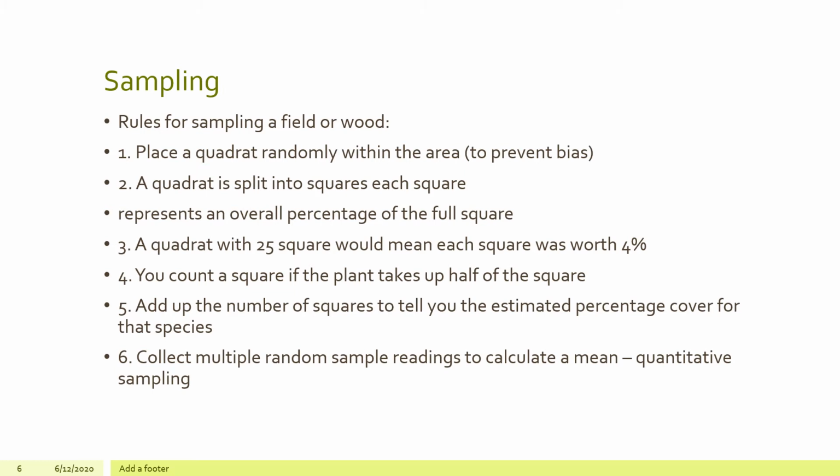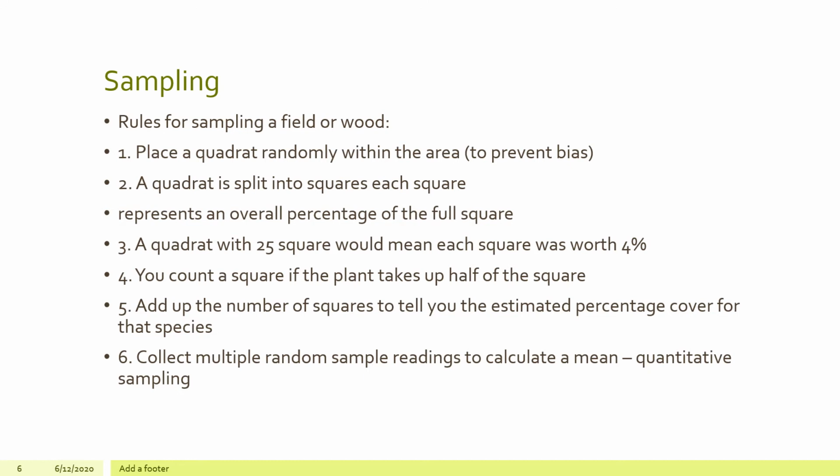Sampling. Now we're looking at rules for sampling a field or wood. Step one is to place a quadrat randomly within the area to prevent bias. Step two is splitting the quadrat into squares, each to see the variation of species, and each represents a percentage of the full quadrat. Step three: a quadrat with 25 squares would mean each square was worth 4%.